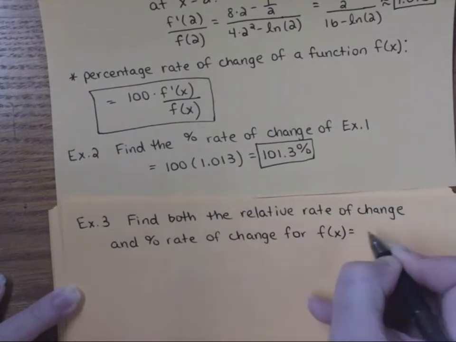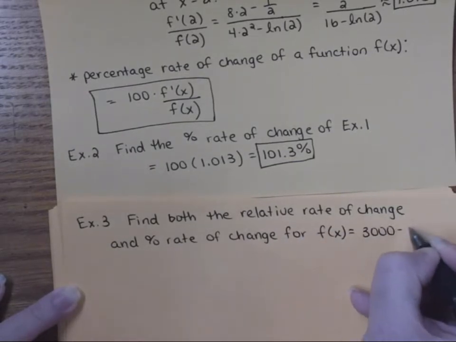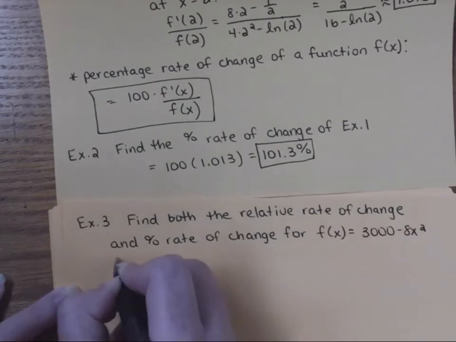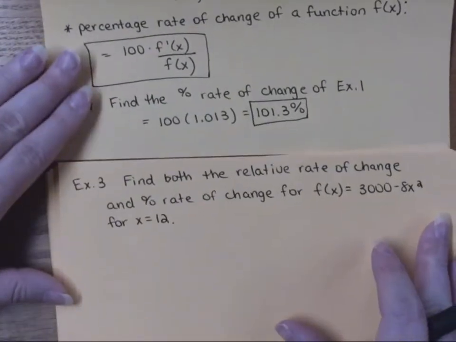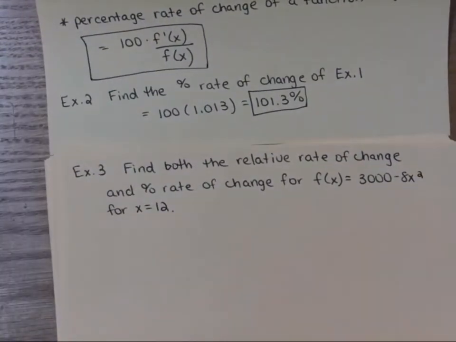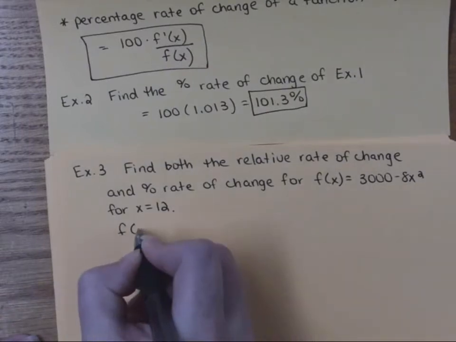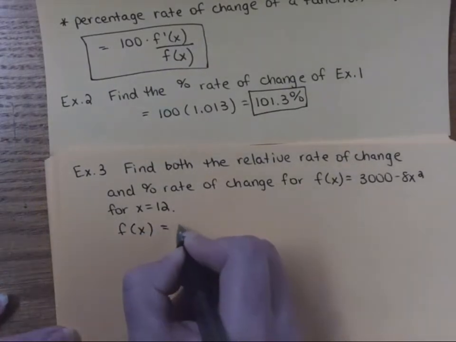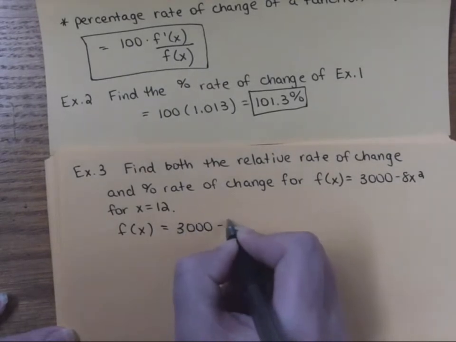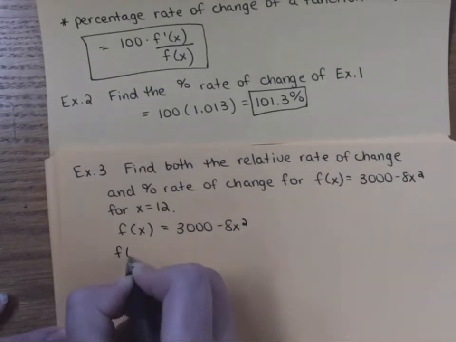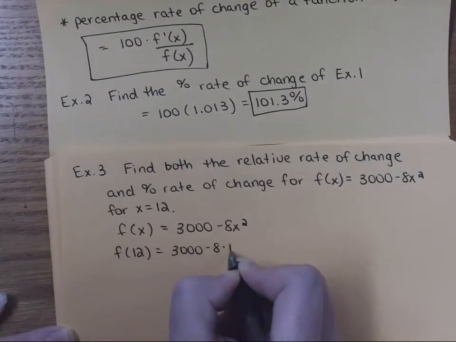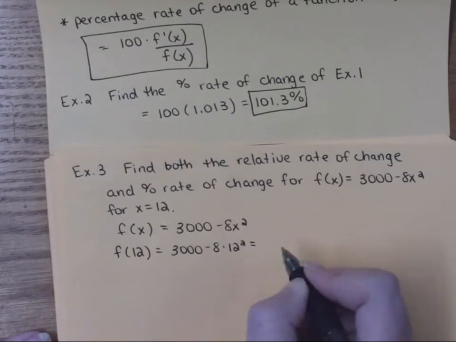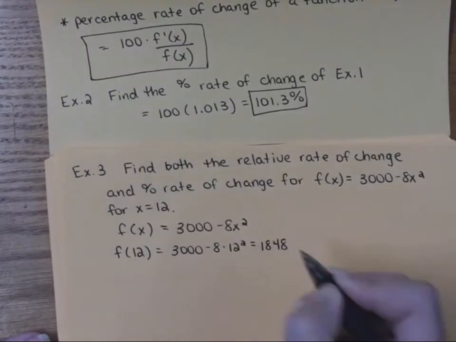For f of x equals, let's do 3,000 minus 8x squared. And let's say that the x value I'm choosing is 12. Okay, so pause the video and see what you get here. All right, so I've got f of x equals 3,000 minus 8x squared. I'm going to go ahead and plug in f of 12 because I'm going to need that in my calculation. So if you work that out on a calculator, you get 1848.